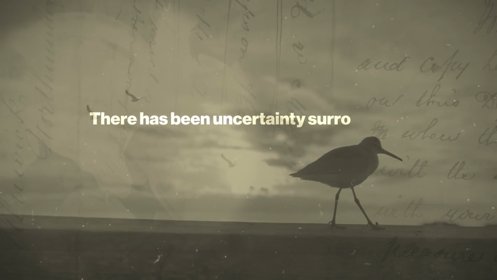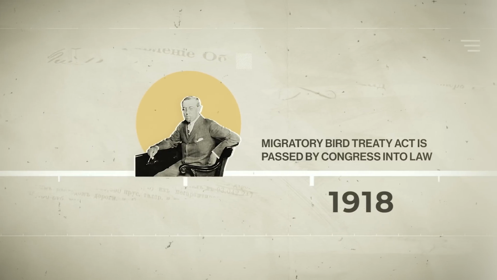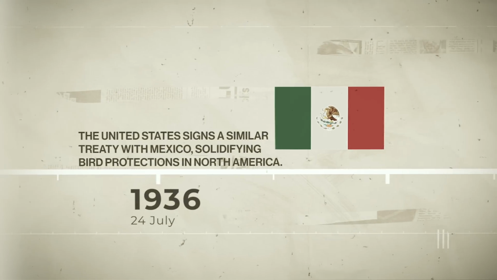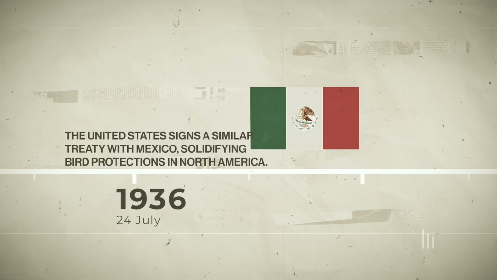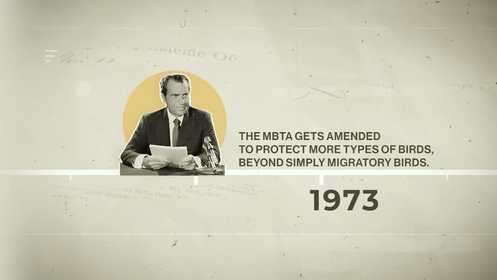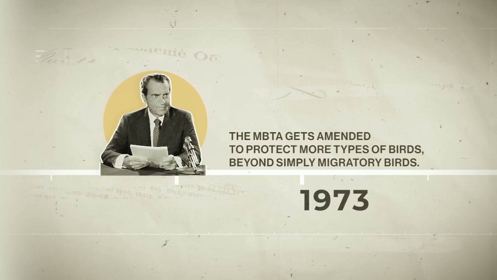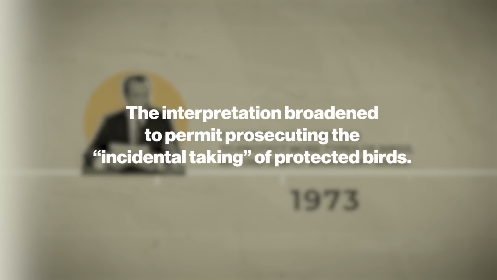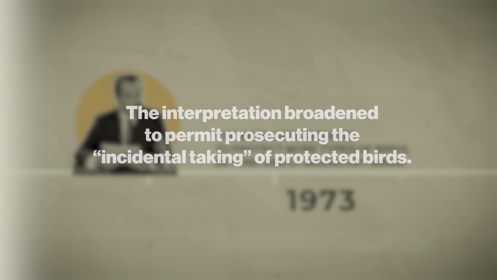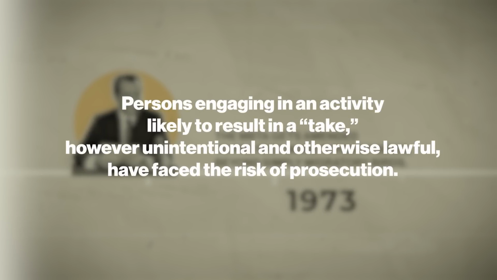There has been uncertainty surrounding the scope of the MBTA's take prohibition for decades, coming to a head in the 1970s. While the original purpose of the MBTA was to regulate overhunting of migratory birds, primarily by commercial enterprises, in the 1970s the interpretation broadened to permit prosecuting the incidental taking of protected birds. Since that time, persons engaging in an activity likely to result in a take, however unintentional and otherwise lawful, have faced the risk of prosecution.